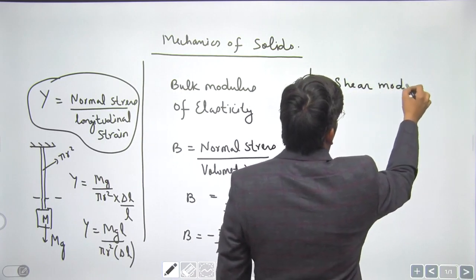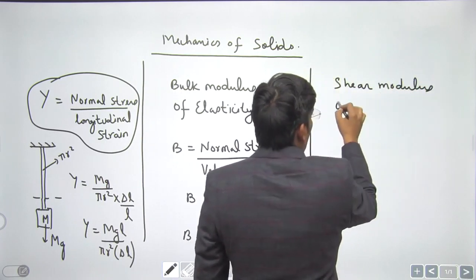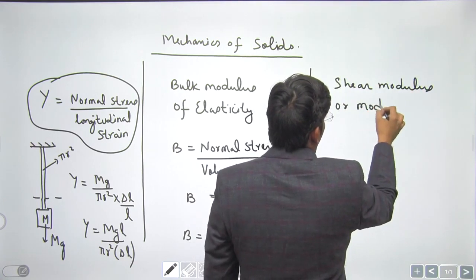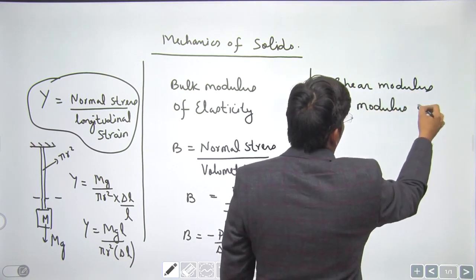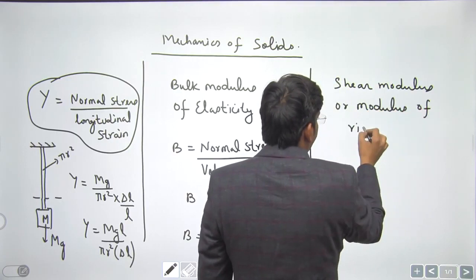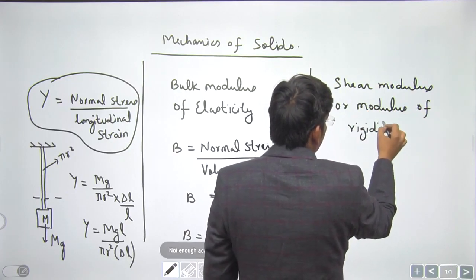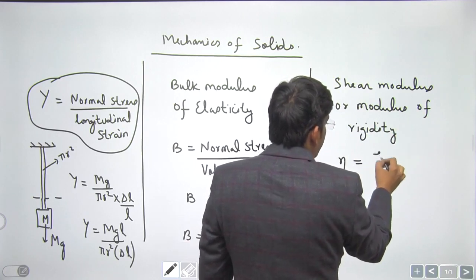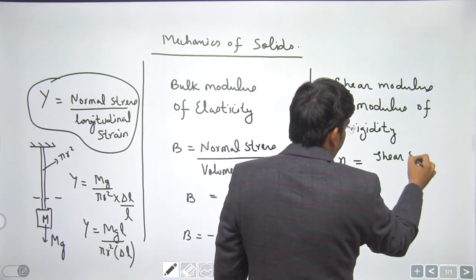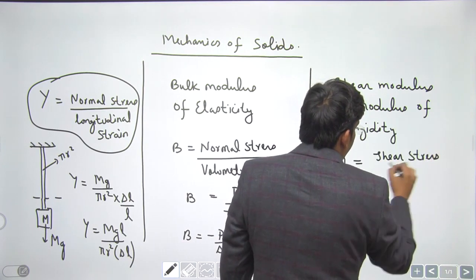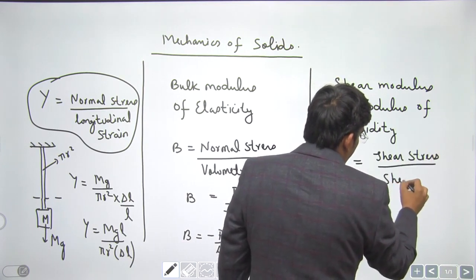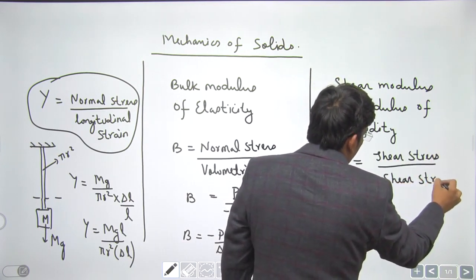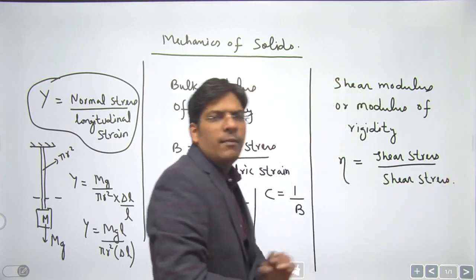Now we have another, shear modulus or modulus of rigidity. Shear modulus or modulus of rigidity is shear stress divided by shear strain. We'll later on see what is shear stress and what is shear strain.